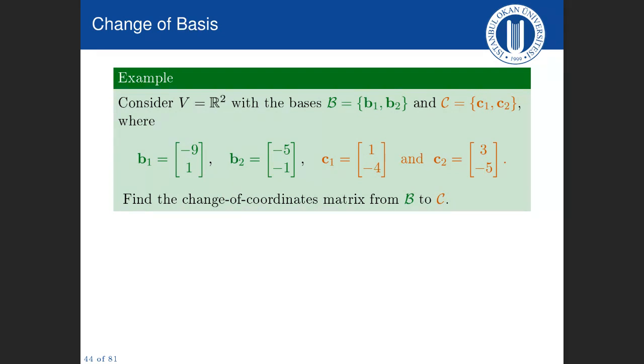Let's suppose our vector space V is R2 and we have two bases, B and C. We're told that B1 is the vector minus 9, 1. B2 is the vector minus 5, minus 1. Vector C1 is 1, minus 4. And vector C2 is 3, minus 5. And we're asked to find the change of coordinates matrix from B to C.